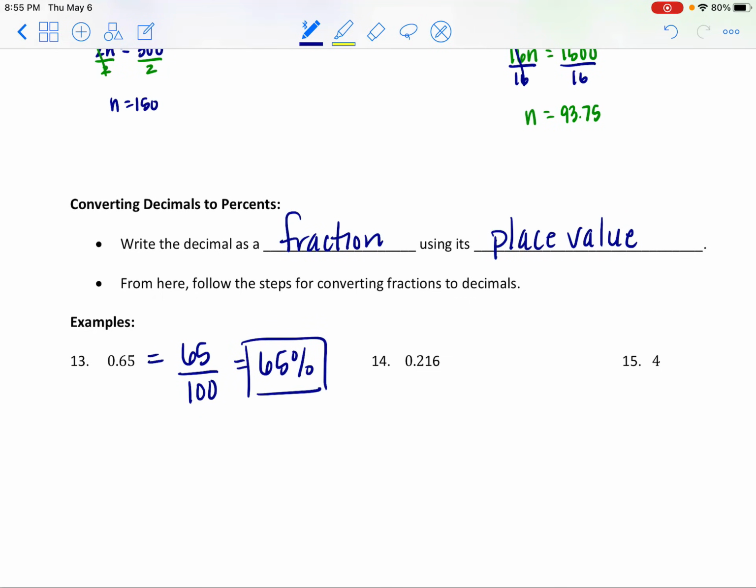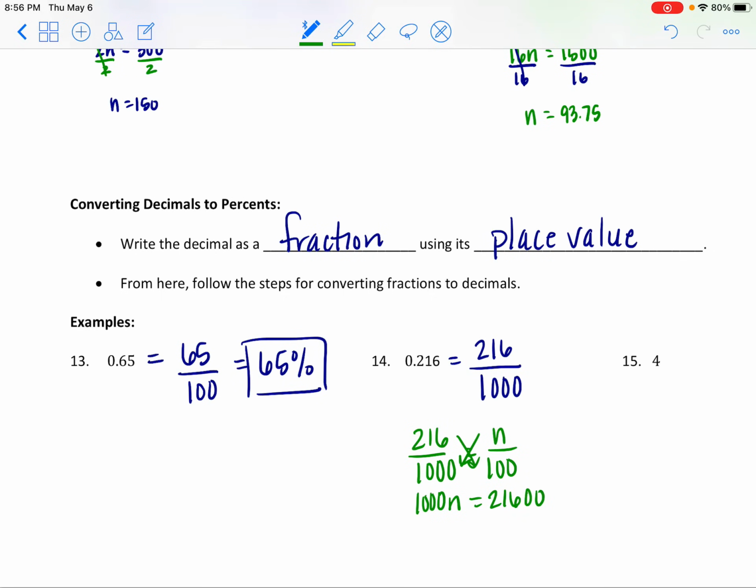Okay. Now, if you look at the next one, we have 216 thousandths. So if I was to rewrite this as a fraction, it's 216 out of 1,000. Okay, 216 out of 1,000. And now that is not a direct translation to a percent. I can use the process then that I looked at just a few minutes ago. Right? I can say 216 out of 1,000 is n out of 100, and I can cross multiply to solve. And then you're going to see something happen here. So n times 1,000 is 1,000n, and 216 times 100 is 216 with an extra 2 zeros there.